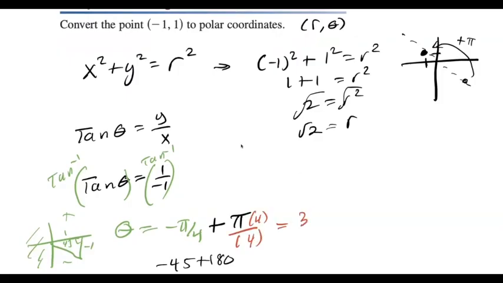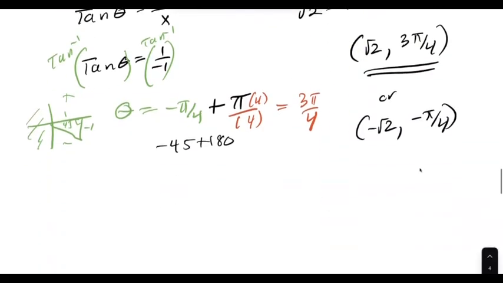I'm going to get 3 pi over 4. That should be my theta. My coordinate point is going to be r, which is radical 2, and then 3 pi over 4. And there's lots of ways to represent that. Okay, last little part here.